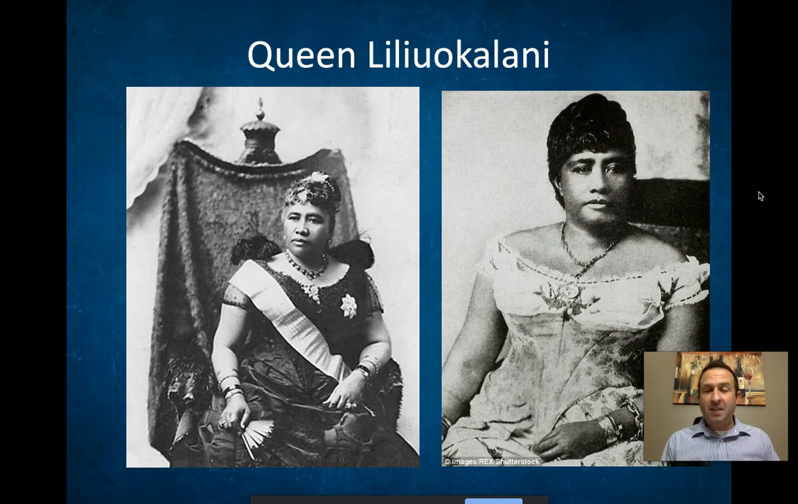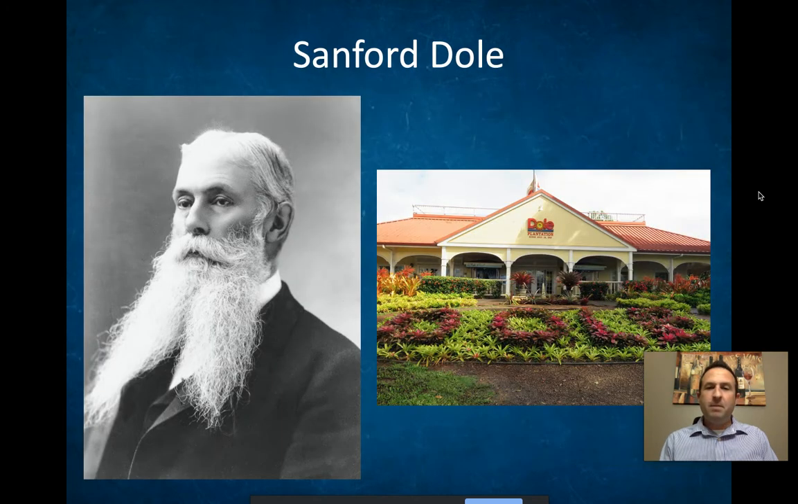Oh, fun fact. That revolt that the elite whites led to overthrow the queen and put themselves in power was led by a man by the name of Sanford Dole. You may have heard of him. Yep, Dole Plantation, Dole Pineapples. And so in 1893, these white elites will successfully overthrow Queen Liliuokalani. The native Hawaiians have lost their kingdom. And in 1894, white elites proclaim the islands of Hawaii an independent republic. They will elect Sanford Dole as their first leader.